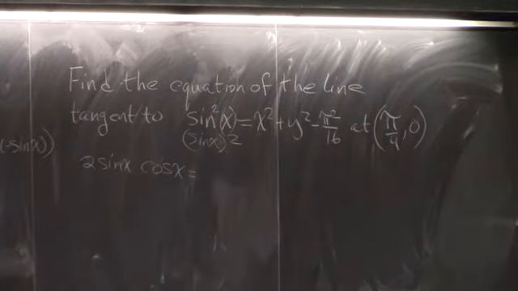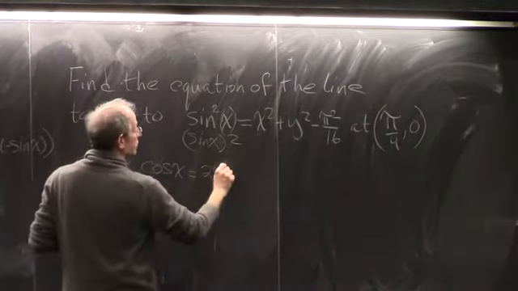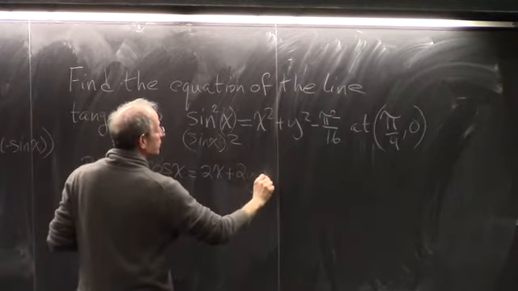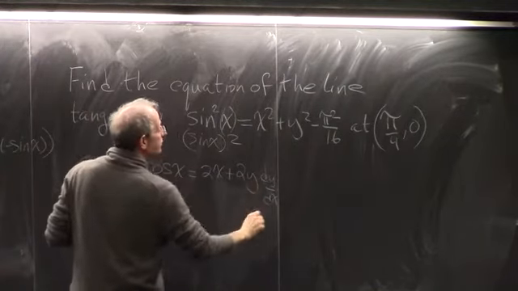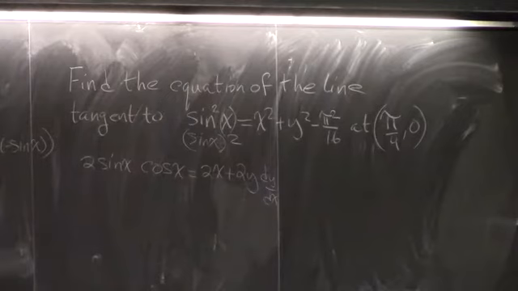This equals 2x plus 2y dy/dx. And the derivative of that annoying pi squared over 16 is just 0. We don't care about that. Okay, now we have to plug in pi over 4 for x and 0 for y. Ooh, that doesn't come out well.